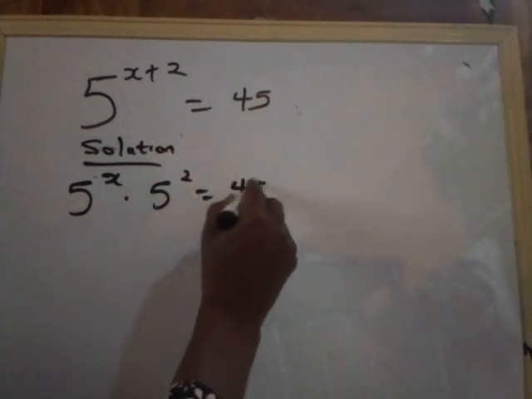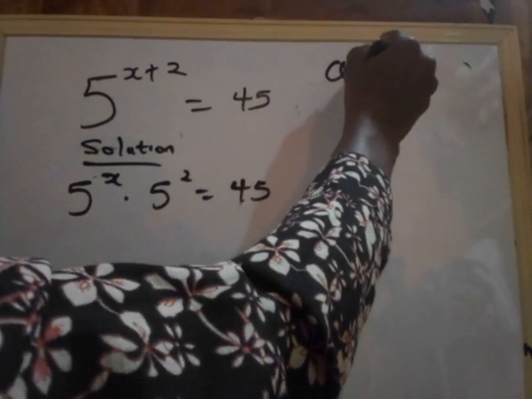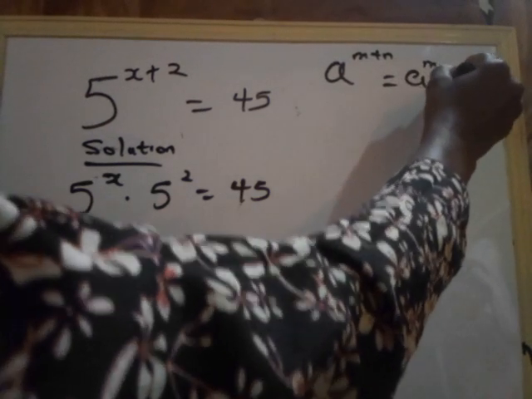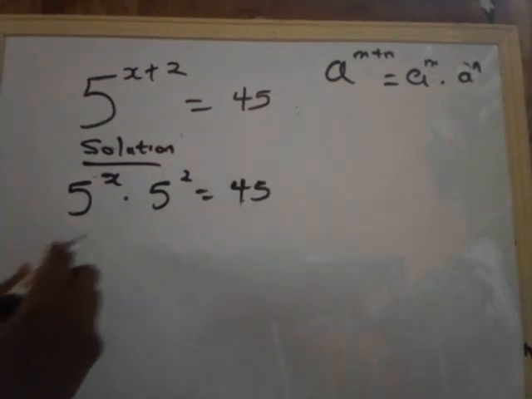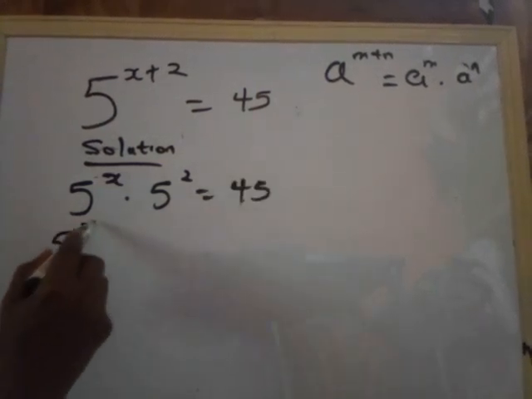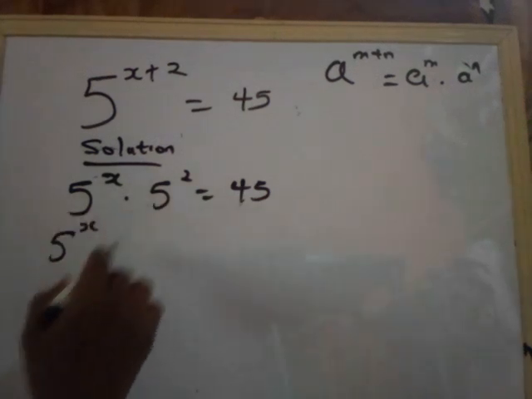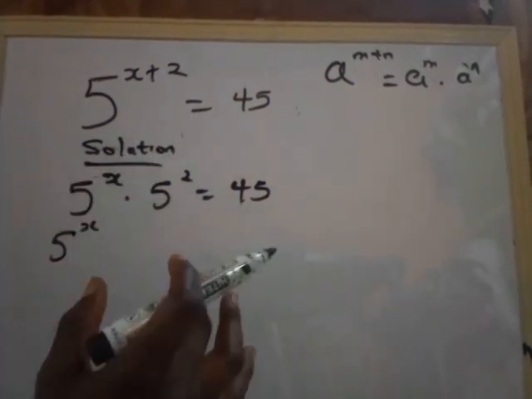Using this law of indices, when you have a raised to power m plus n, it's the same thing as a raised to power m multiplied by a raised to power n. So this can also be seen. We now have 5 raised to power x, right? So we use this law to get this. So we want to eliminate this to make sure that we are having 5 raised to power x. We are looking for the value of x.